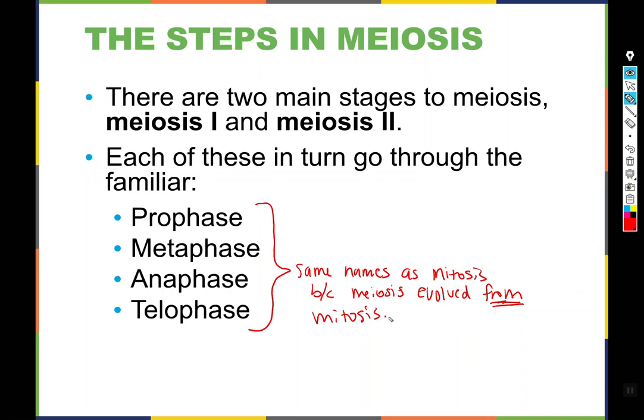Okay, so we're going to go through each of these in turn. So in meiosis 1, these things get the designation prophase 1, metaphase 1, anaphase 1, and telophase 1. And in meiosis 2, you just add another, so prophase 2 through telophase 2, etc.